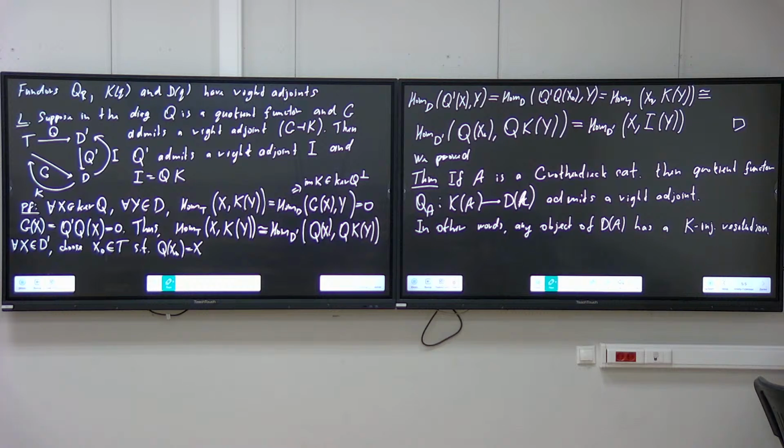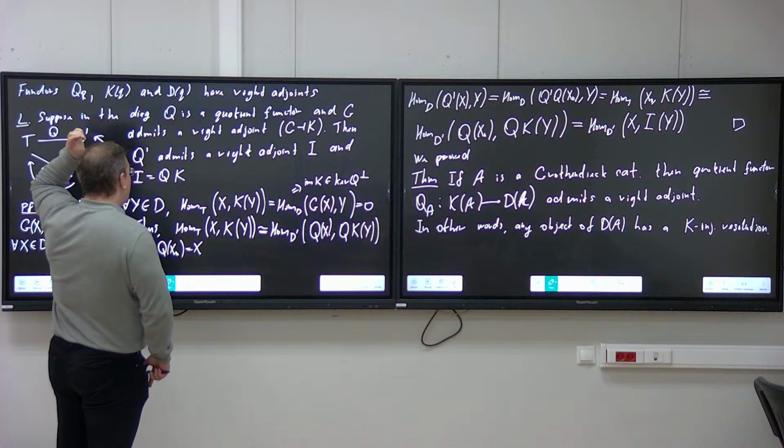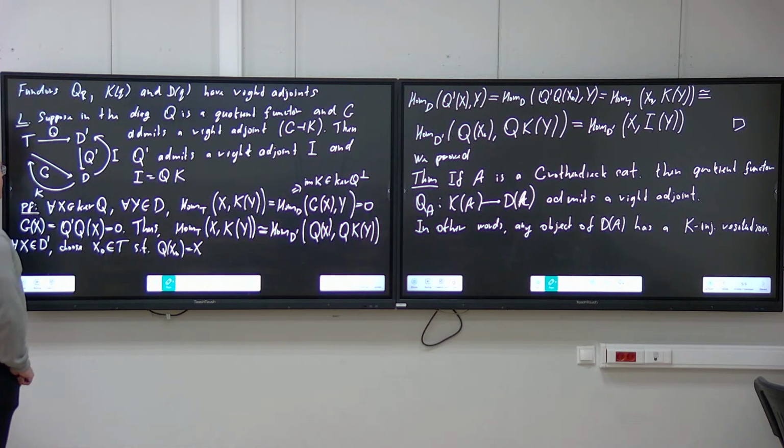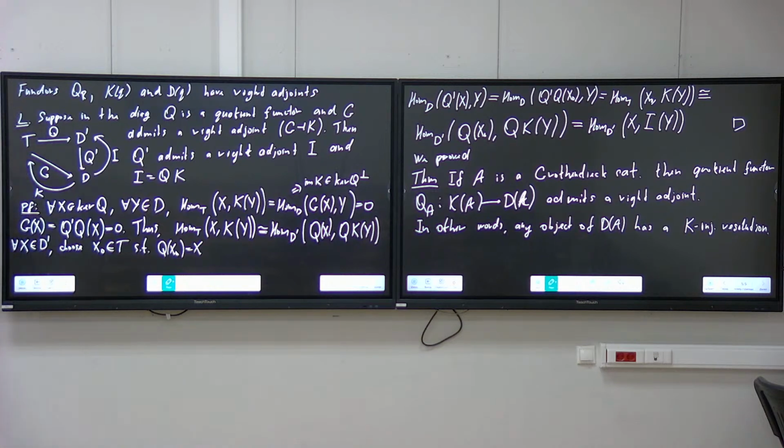Okay, so any questions about the previous proof or about this theory? Why does DQ have a right adjoint? Why does DQ have a right adjoint? Why? What? Why is this functor a right adjoint? Sorry, there's a very trivial reason why it has a right adjoint.